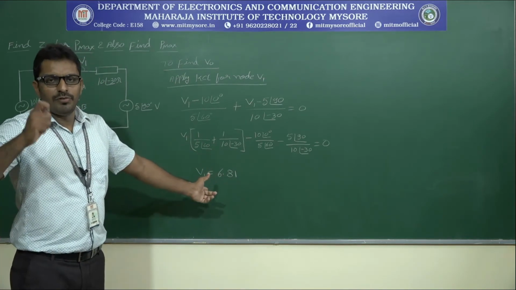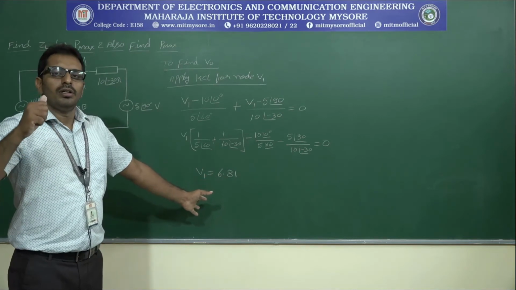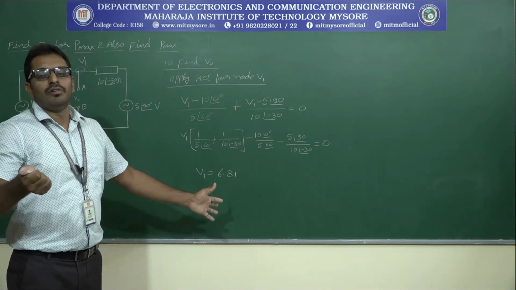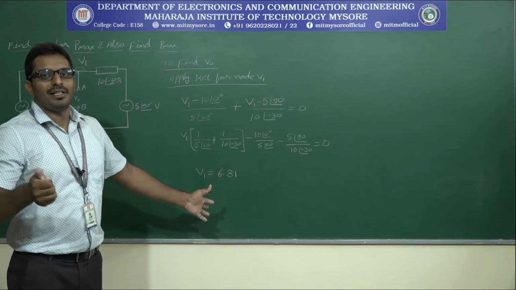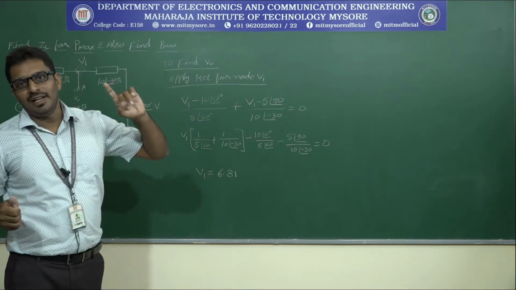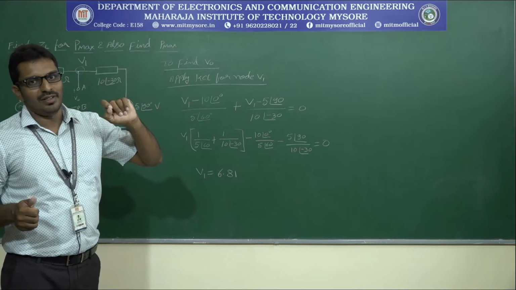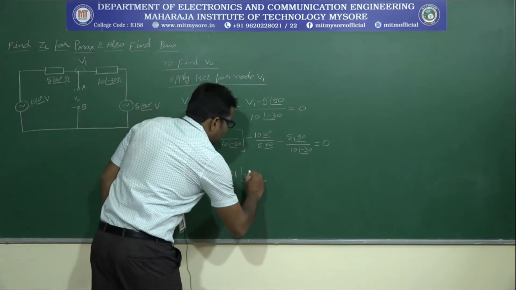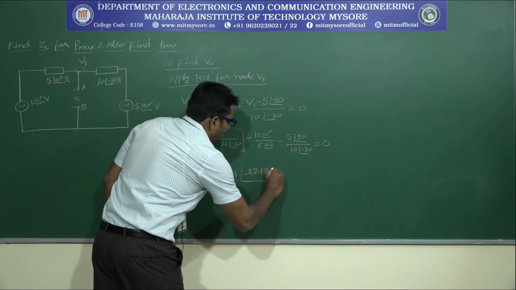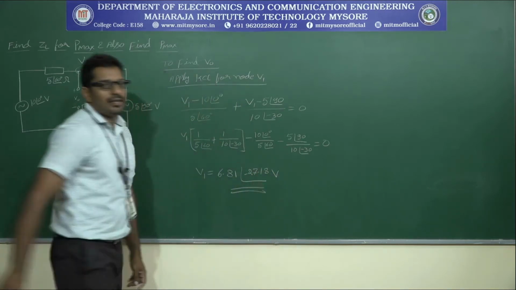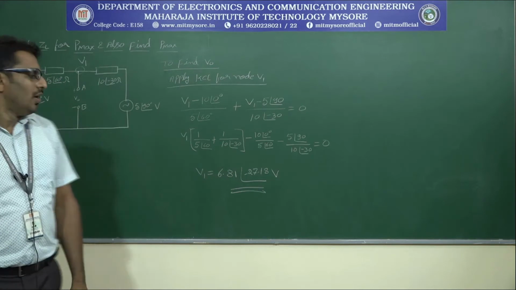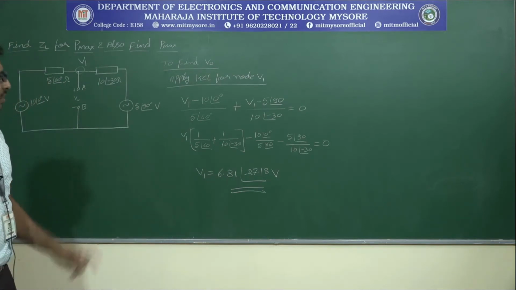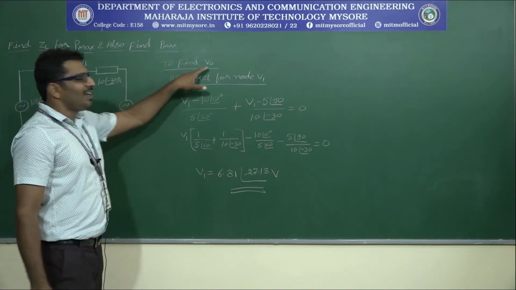If you don't know how to use the brackets, it's very difficult to get the accurate answer. So 6.81 at an angle minus 27.18 volts. Try to get this answer. This is V1. But what we are going to find out is V0, right?